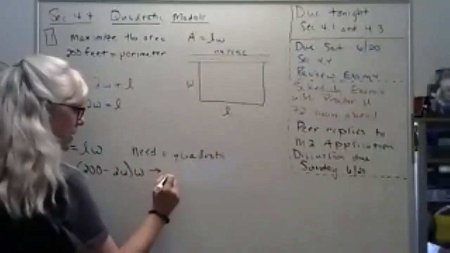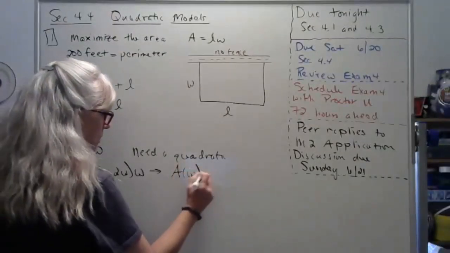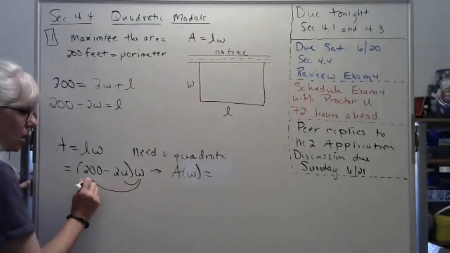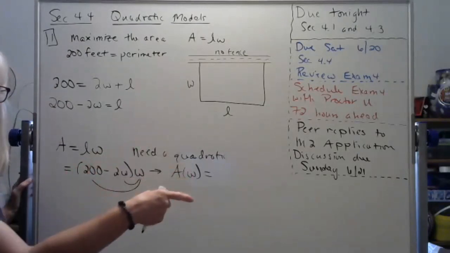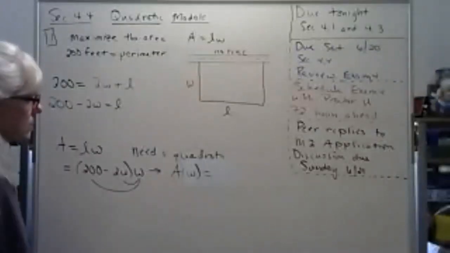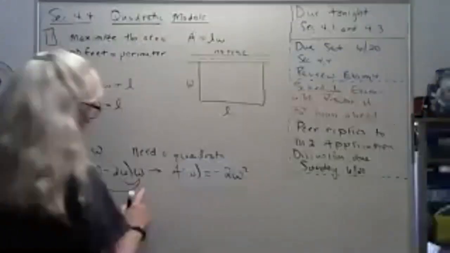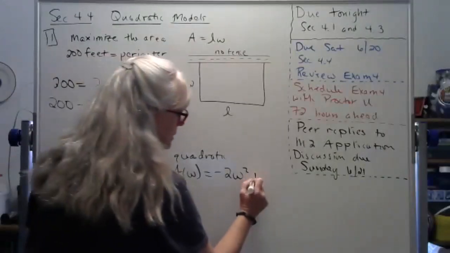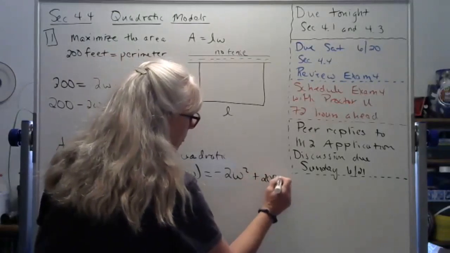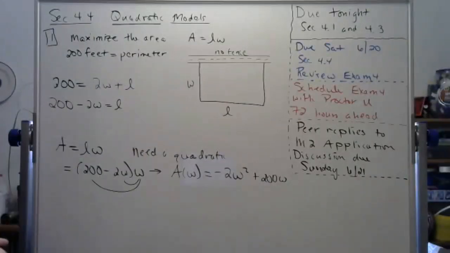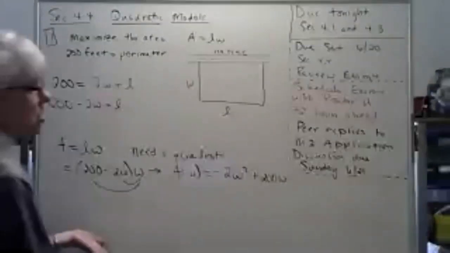That's then going to give me a function in terms of W. What I'm going to do is distribute the W in and also put it in descending order so that it looks like our quadratics from yesterday. So that's a negative 2W squared, and then W times the 200 is going to be plus 200W. Okay. So we haven't gotten anywhere yet, really, but we've written a function, which is important.